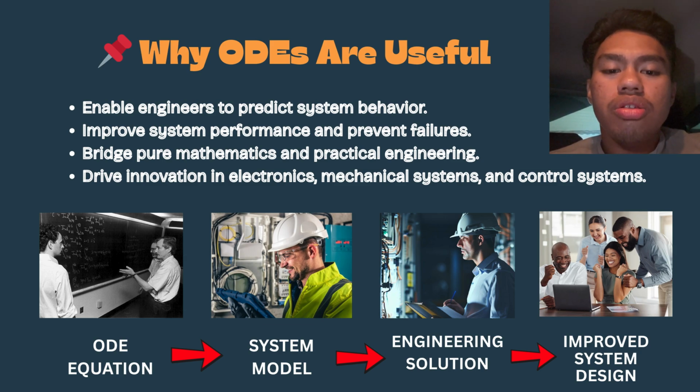Process from equation to design. It starts with the ODE, which mathematically describes the system, and then that leads to a system model which simulates how the system behaves. Next, engineers find an engineering solution based on that model, and finally all of this results in an improved system design that's more efficient and reliable.